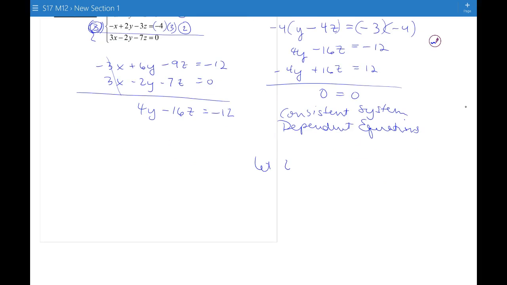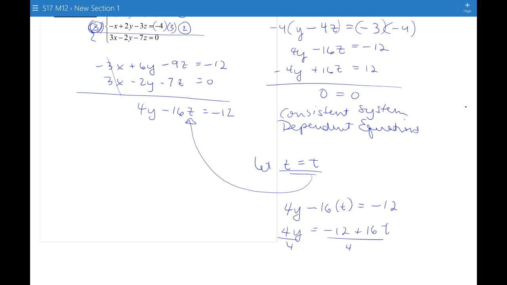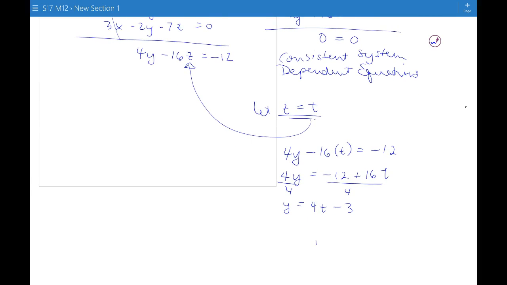So you let z equals t. Okay? So then you put t in the equation that just has y and z, and you solve for y. So you have 4y equals negative 12 plus 16t. Divide both sides by 4. So you're going to get y equals 4t minus 3. Okay, so now I have 4t minus 3 as the y coordinate, t as the z coordinate.